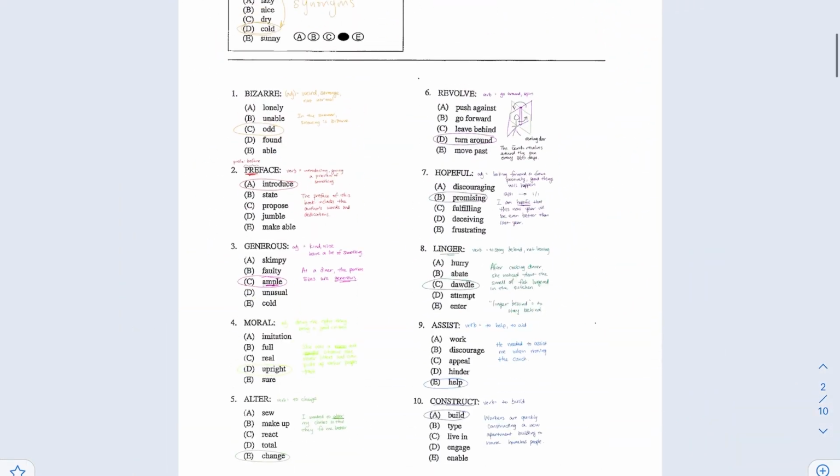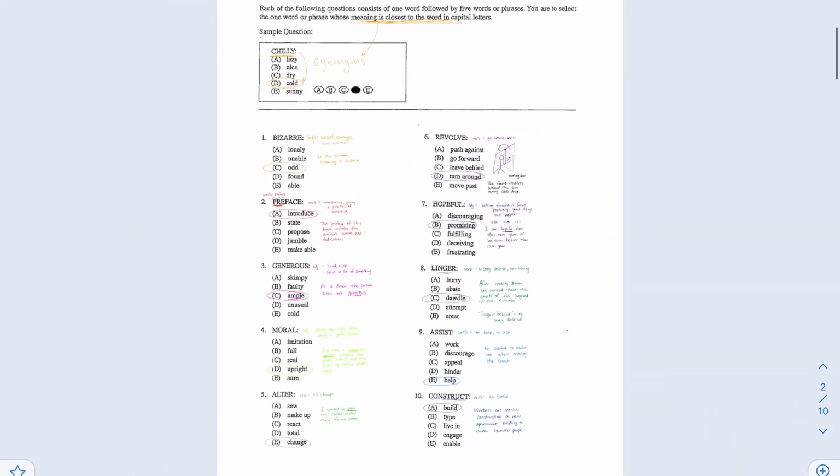All right, and here is a summary for this first page.